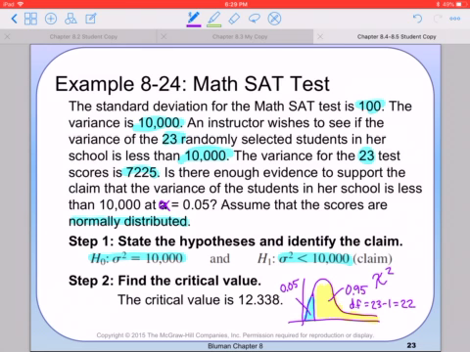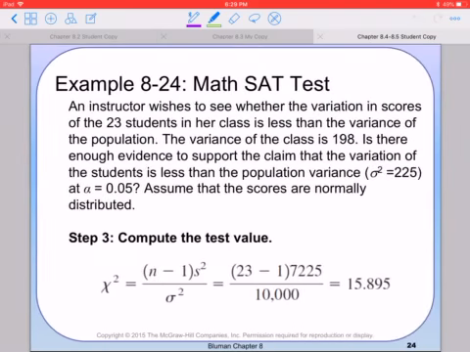So if we look that up, we should be able to go here. All right, so when you look that up, you should get 12.338. So let's continue on. I'm going to continue to draw the picture here. And our critical region is over here.